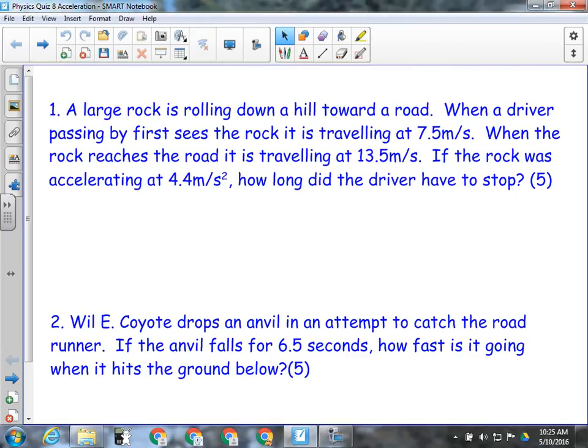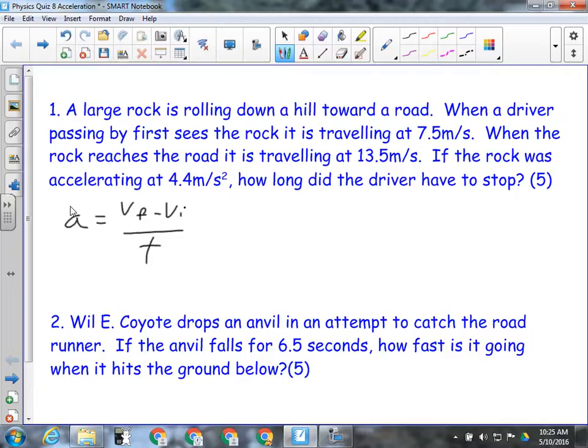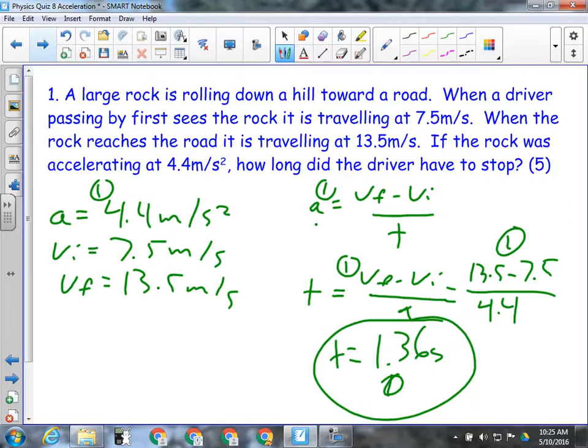Okay, so last couple of days, we've been dealing with acceleration and velocity versus time graphs. What we have to remember is that acceleration is a change in velocity over time, or change in speed over time. That's the formula that we'll be using to solve all of these on this quiz.